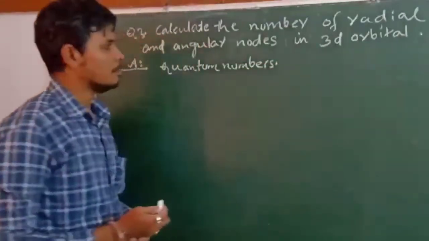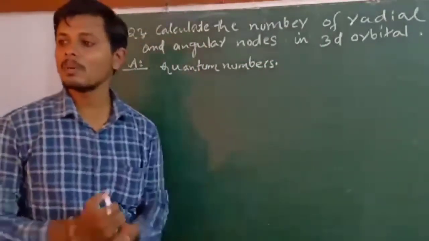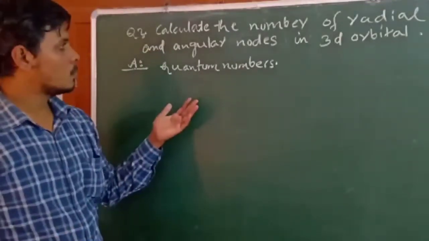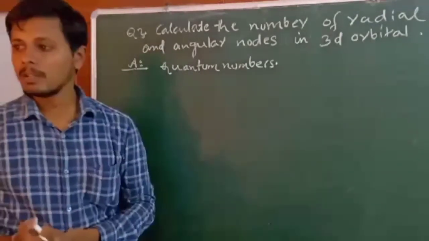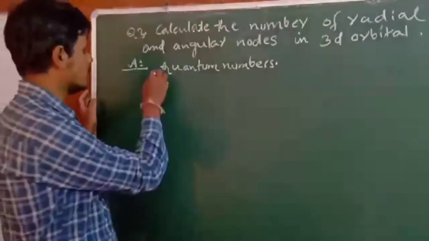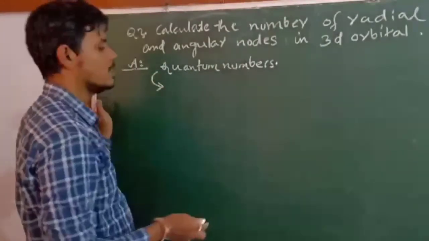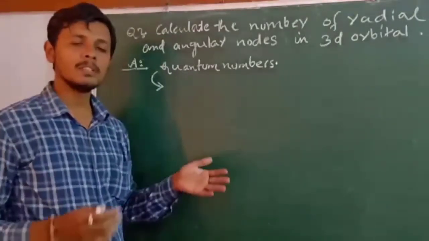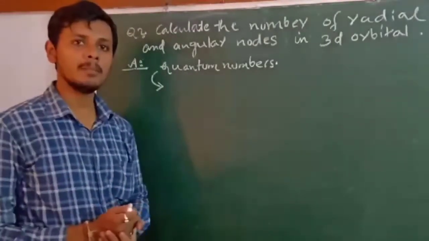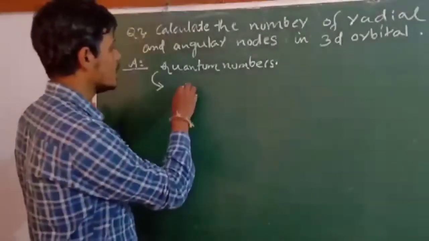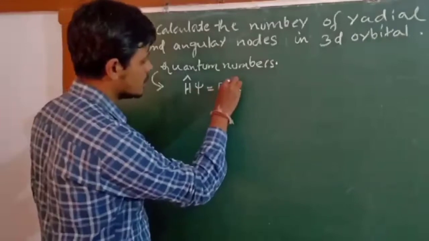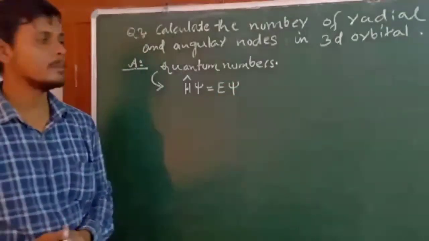So let us have a brief overview of quantum numbers. Before going to quantum numbers, if for a system the energy of the system does not change with time, then I can write H cap psi equals E psi. This is called the Schrodinger wave equation.